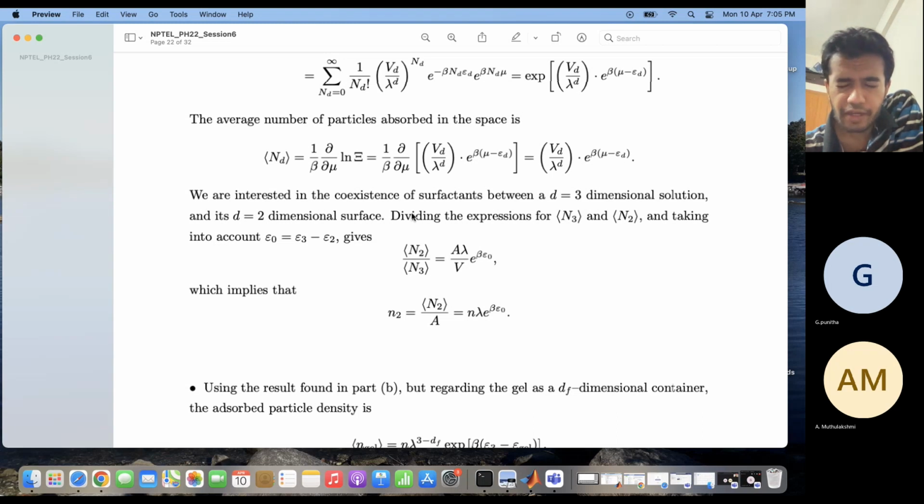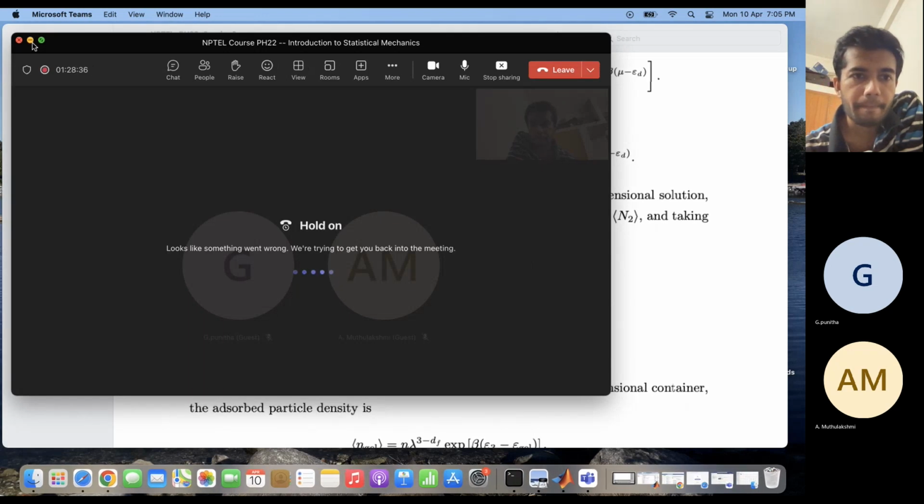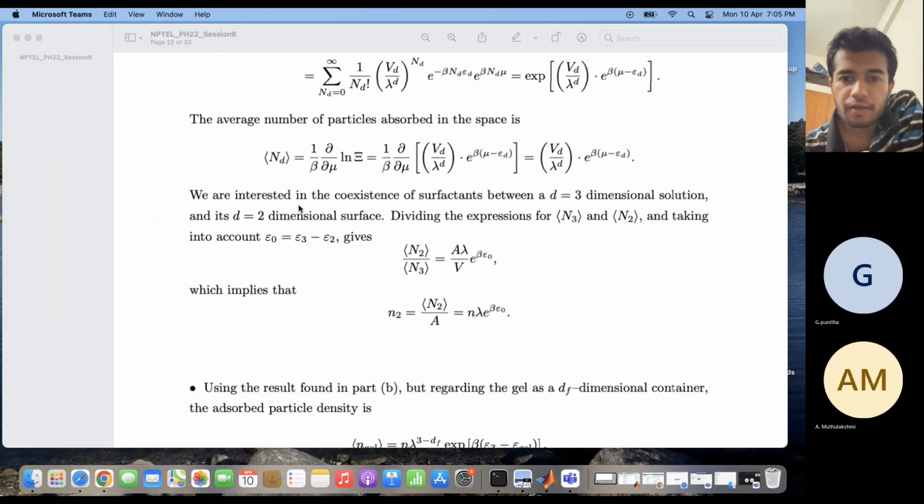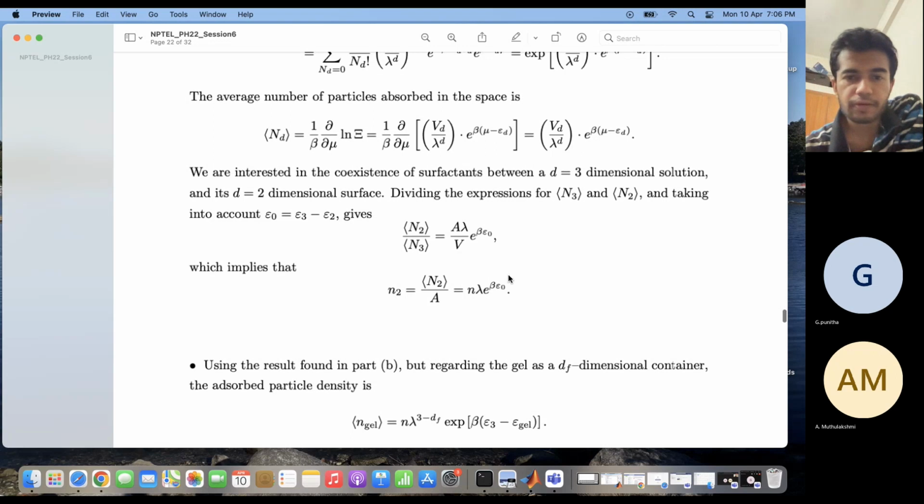Right. So if I take the ratio N2 by N3, then I basically get a ratio of area by volume, that is A by V. And there is a factor of lambda which goes on top because of N3. And then you have e to the power of beta epsilon 3 minus epsilon 2, which is equal to epsilon 0. Okay, so this is the expression for N2 by N3.